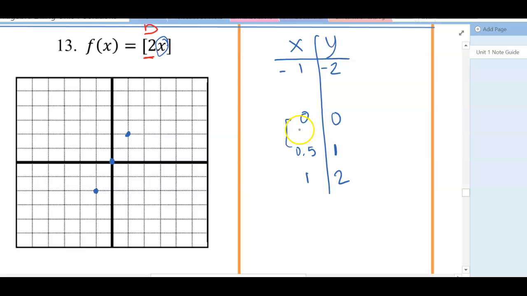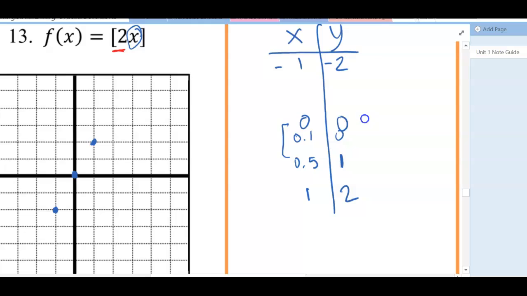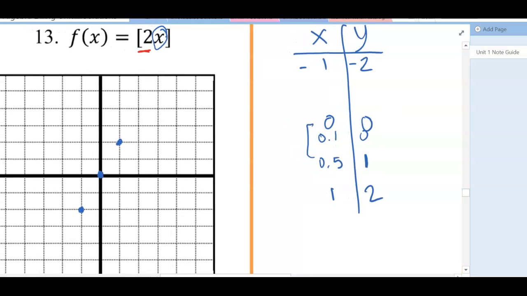So let's say we plug in 0.1. What's 0.1 times 2? 0.2. And then when we round that, it gets rounded to 0. Is there any number between 0 and 0.5, so not 0, not 0.5, but anything between them, that when you multiply it by 2, you're going to get something bigger, like 1 or bigger?